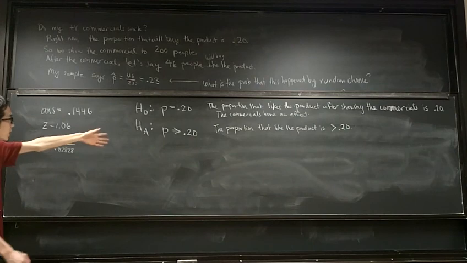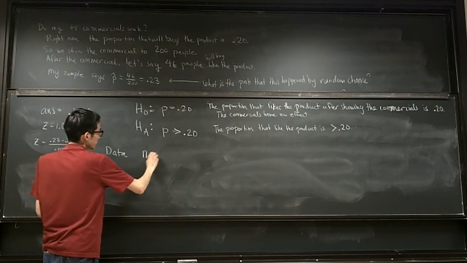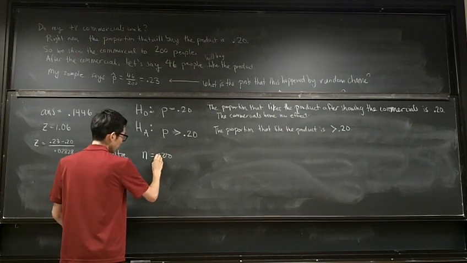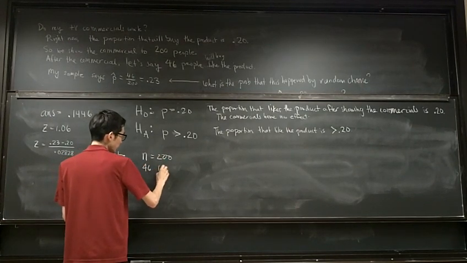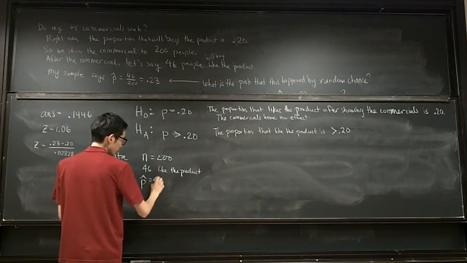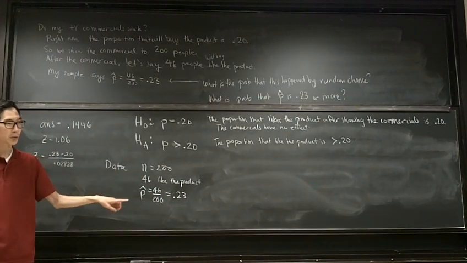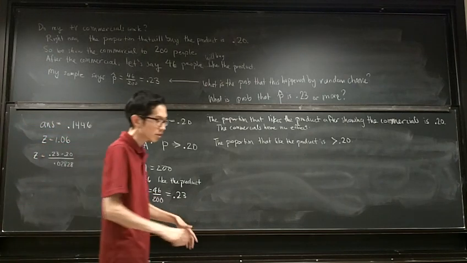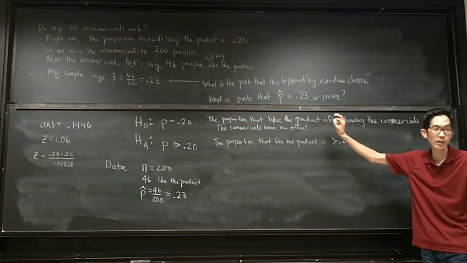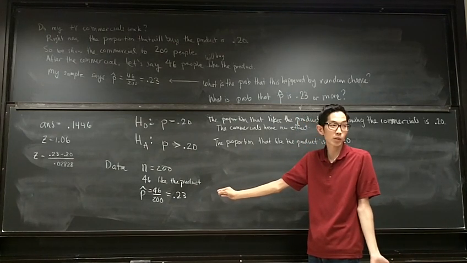All right, so we're asking, what's the probability? My data is n equal to 200, and 46 like the product, so p hat is equal to 46 over 200, or 0.23. And the question is, is it possible that I get 23% just from random chance, even if the null hypothesis is true? So even if my commercials had no effect, is it possible for me to get a sample where 23% happen to like the product?